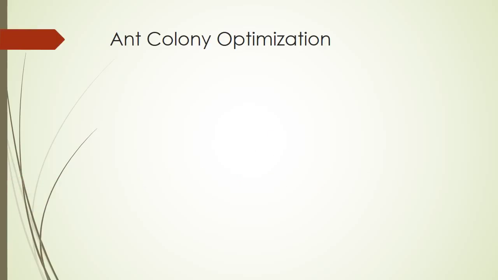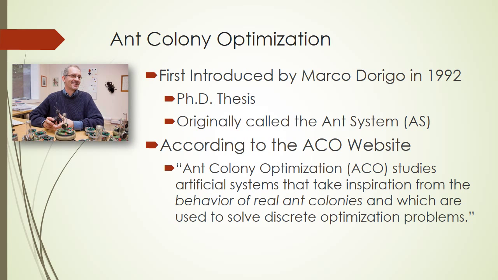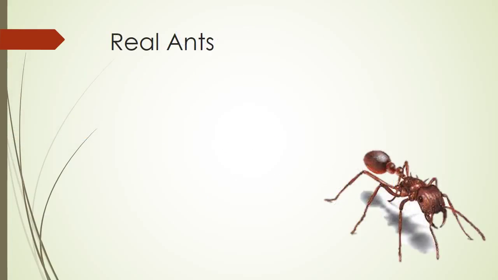What is ant colony optimization? It was first introduced by Marco Dorigo in 1992 as part of his PhD thesis, and it was originally called the ant system. According to Dorigo's ACO website, ant colony optimization studies artificial systems that take inspiration from the behavior of real ant colonies, and which are used to solve discrete optimization problems. The best place to start learning about ant colony optimization is perhaps unsurprisingly with real ants.